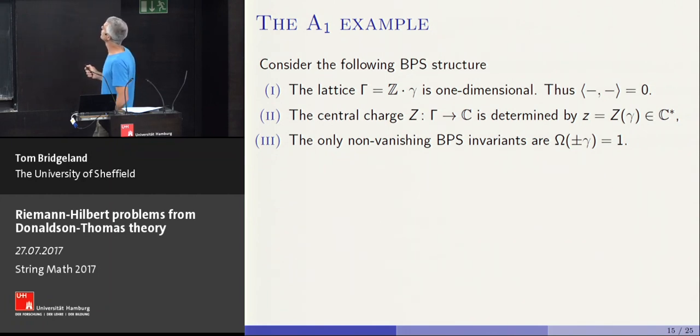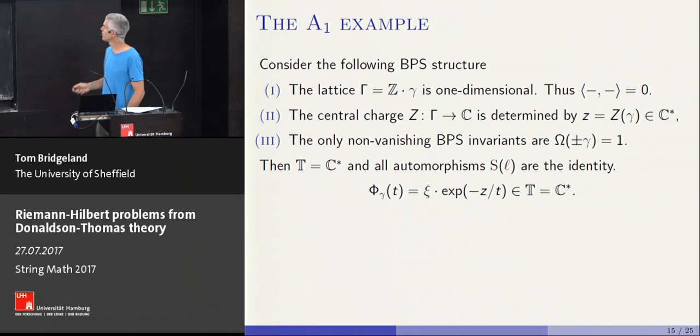The central charge, well, I just have to give you the central charge of the class gamma. That has to be non-zero. That's by the support property, in fact. And I'm just going to take one non-vanishing BPS invariant. Okay, so this is DT theory applied to the A1 quiver. The A1 quiver is a single vertex, so it's just the category of vector spaces. This is a really trivial thing.